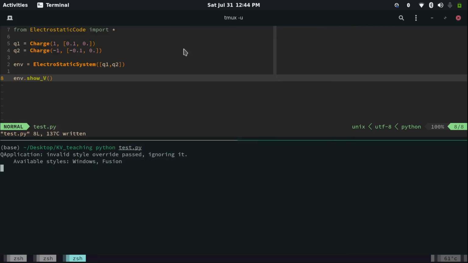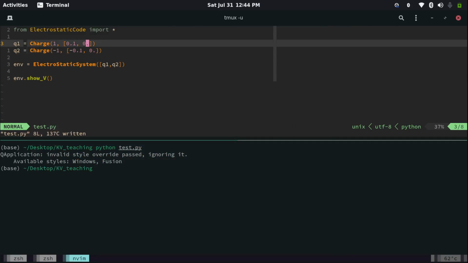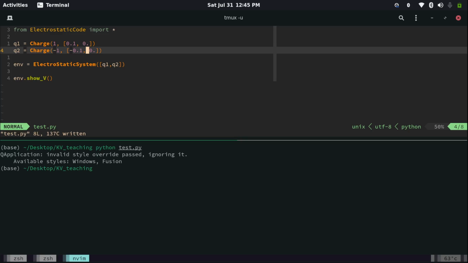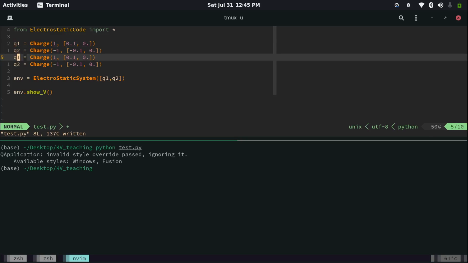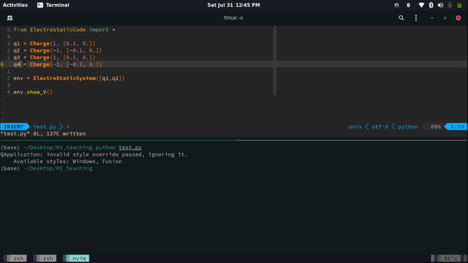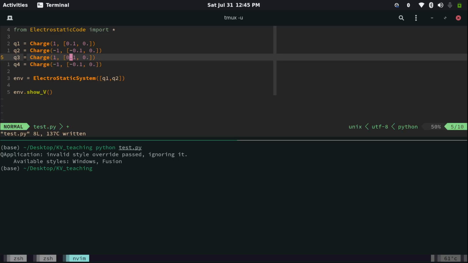Okay, a few more figures I'll show you. Let's say we have +1. Let's say we have 4 charges, similar kinds of charges. Let me quickly make those charges here. I'll just shift the positions.